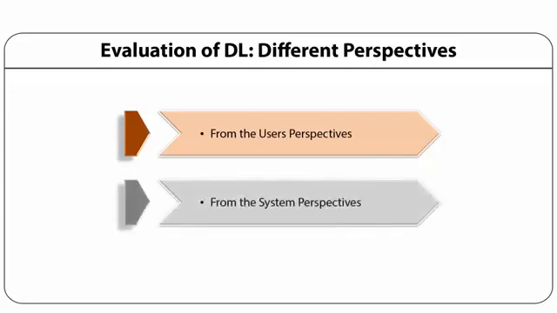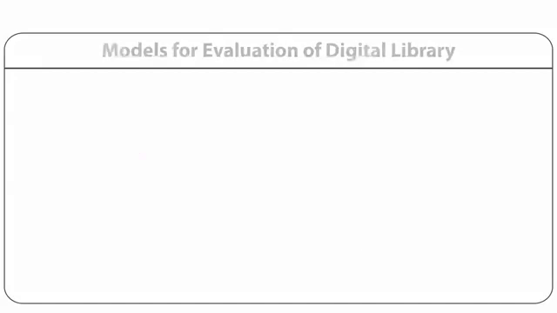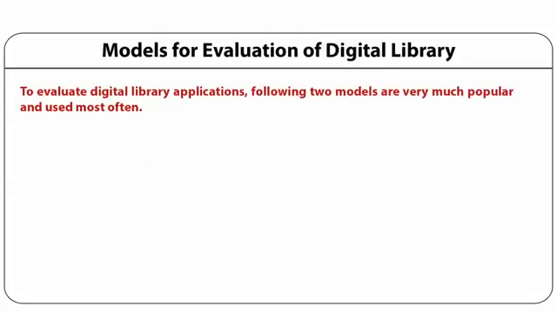The system is one of the most complex aspects of the digital library. One has to evaluate hardware, software, and network technology used in developing an infrastructure. During evaluation of a system, it is also expected to judge the procedures, techniques, algorithms, and operations performed by the digital library. To evaluate digital library applications, the following models are very popular and used most often.